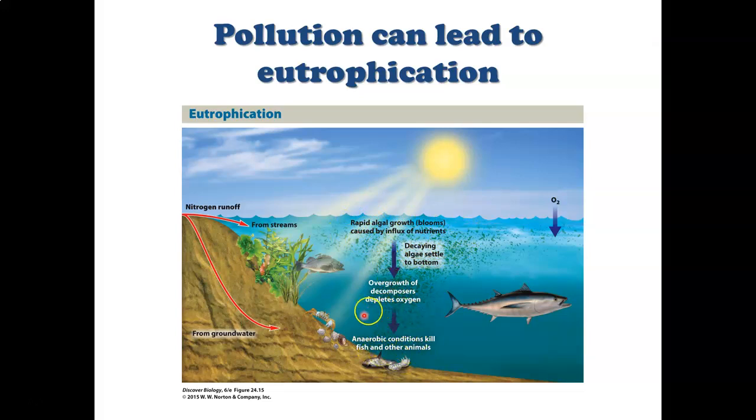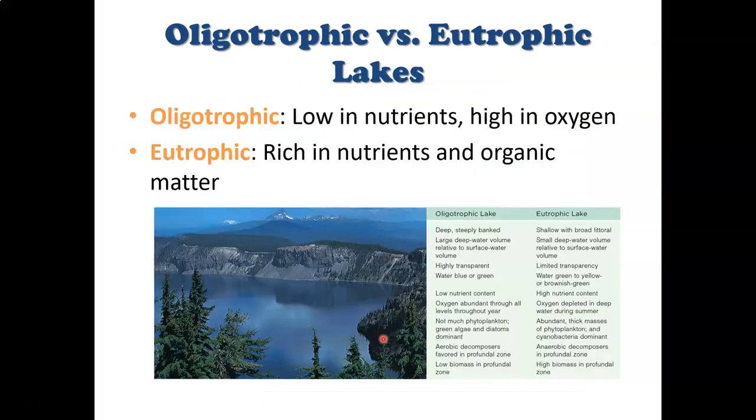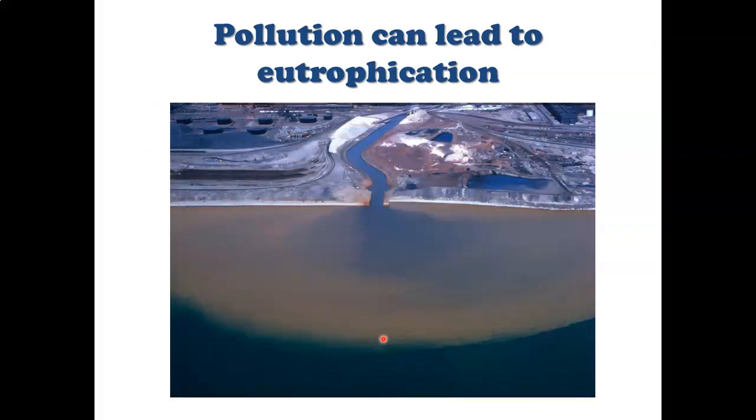And then what ends up happening is the bacteria become very, very plentiful. And when the bacteria become really plentiful, they suck up all of the oxygen, and then all the other organisms die. So eutrophic lakes are rich in organic matter, but very low in oxygen, and in fact support very little other life. And so water pollution can very commonly cause a lake to become eutrophic.